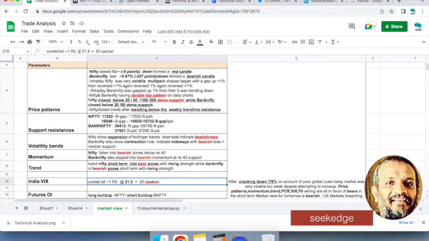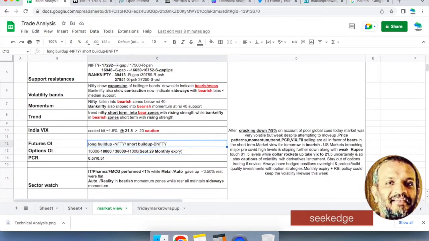A small cool off has happened today, 1.5, but well above 20, and you have to be extremely cautious. It's possible to stay out of the trade if you are into options and derivatives and are a novice, which is why it's a long build up that happened. So that's what I said. 17K was giving some kind of build up around it for the monthly expiry, probably because of that. So after the monthly expiry, it may break or something, some kind of play from the options is happening on that side. Short build up, obviously, is what happened in Bank Nifty.